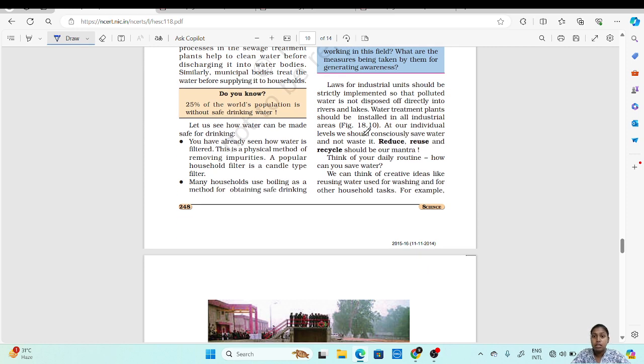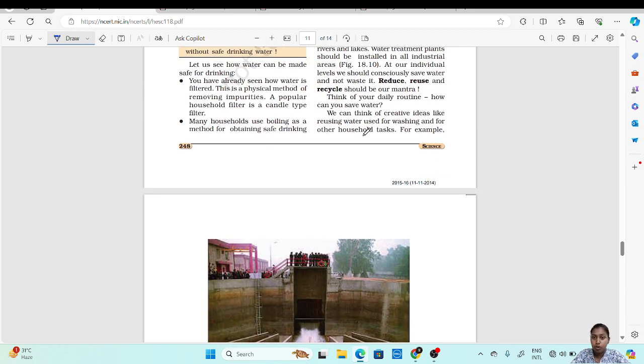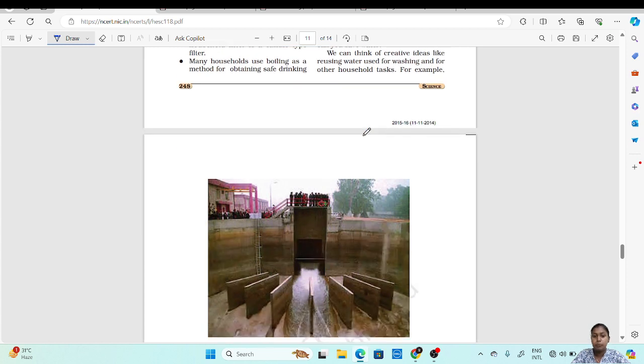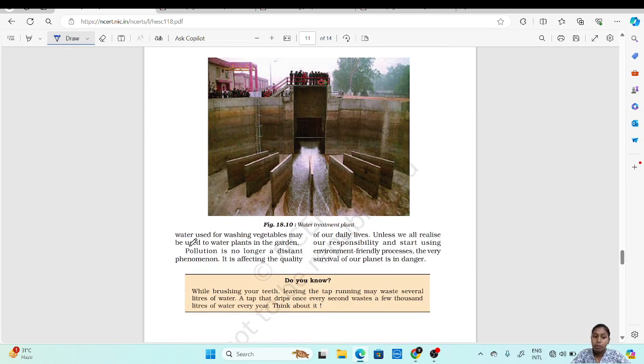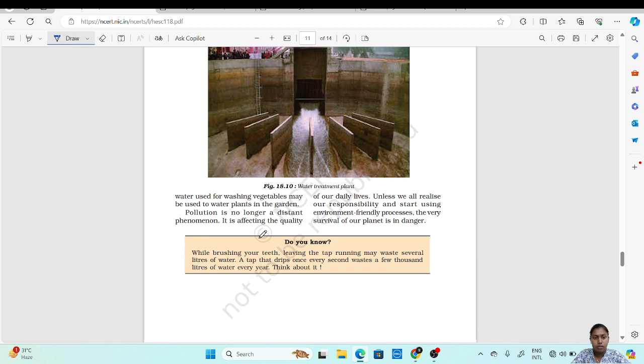Everywhere there should be a water treatment plant, installed in every area where there are more industries. And from our side, we should also keep an eye that we do not throw any garbage or non-biodegradable plastics into the river. We have to reduce, reuse, and recycle everything that is possible. We can think of creative ideas like reusing water used for washing and for other household tasks. For example, the water we have used for washing or bathing or doing any household work, we can reuse. For example, water used for washing vegetables may be used to water the plants in the garden, and so many things can be done.